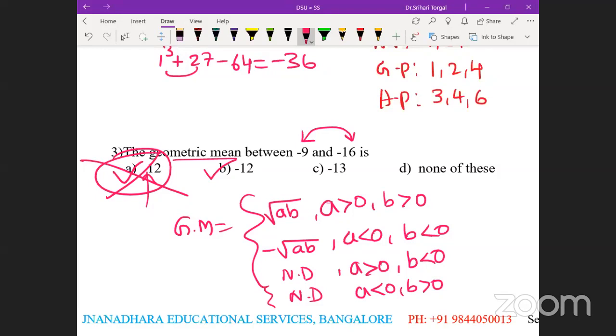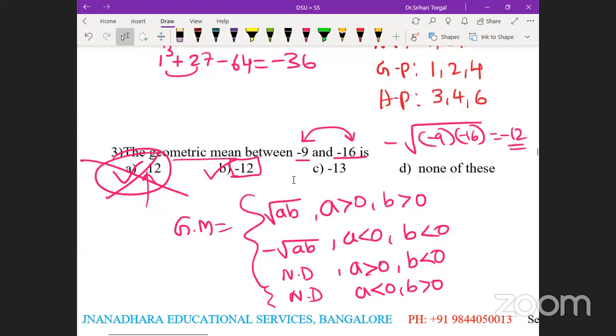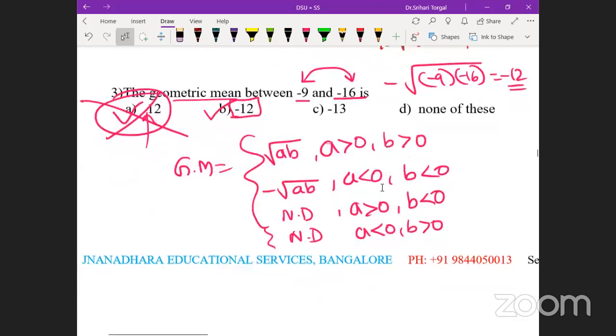Okay. Yes, let's move on to the next problem. According to this, I need to apply the second result because both numbers are negative. We will get a negative number as the answer. That is minus root of AB. What is AB? Minus 9 and minus 16, that is 144, so the answer is minus 12. Okay, next.